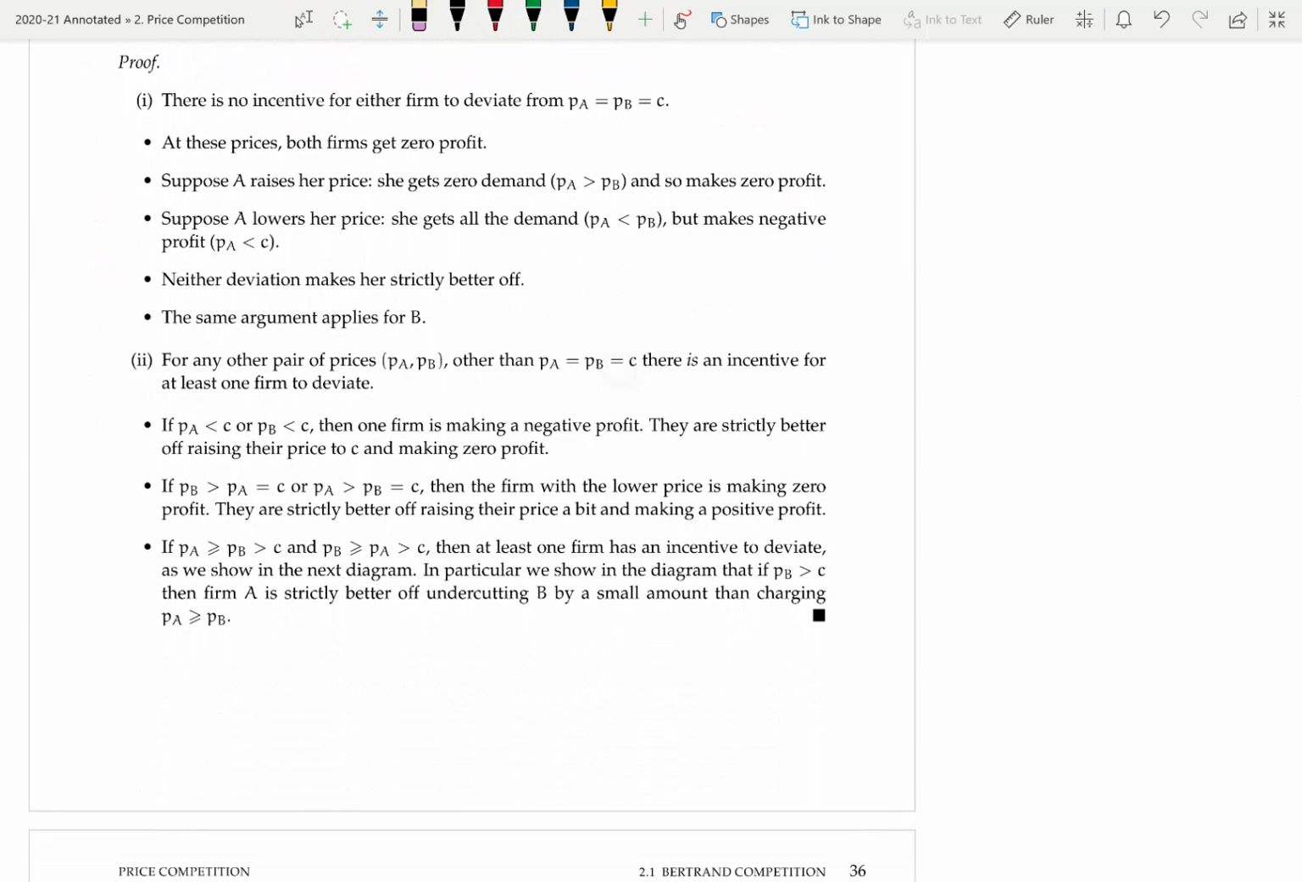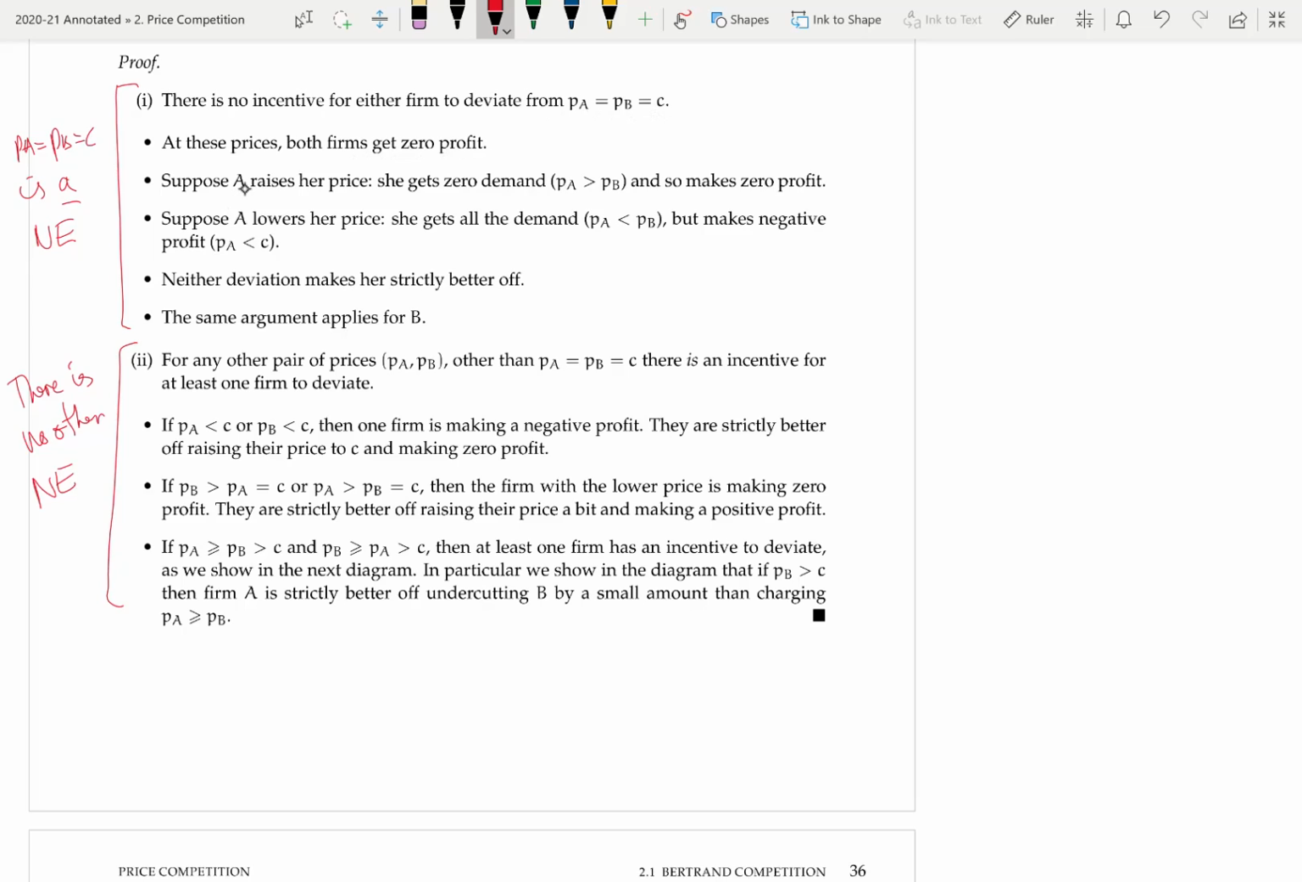So the first part of the proof is showing that it is a Nash equilibrium to price at marginal cost. We're just showing this is a Nash equilibrium. The second part of the proof is showing there is no other Nash equilibrium. So we need to show in part 1 there's no incentive for either firm to deviate from these prices equal to marginal cost. So let's think about what's happening at these prices. At these prices, both firms are getting 0 profit.